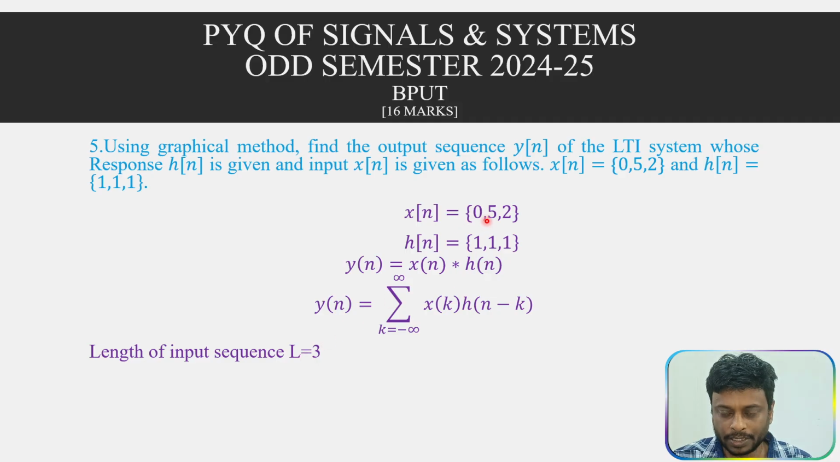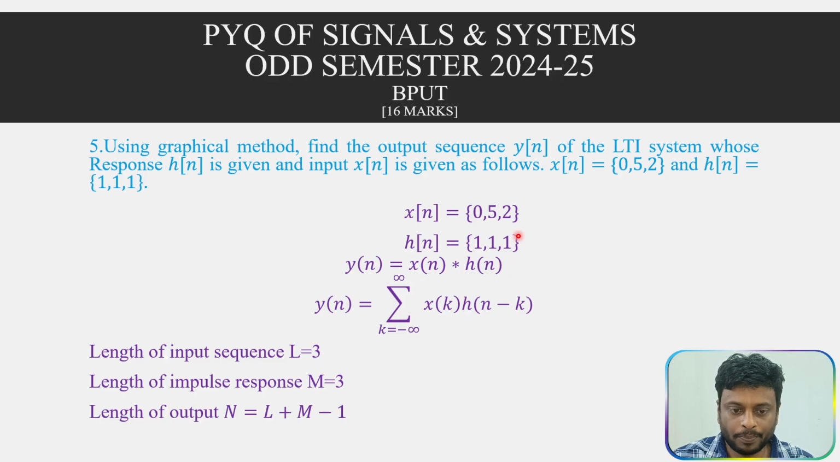Okay. So now what is the length of the input sequence? That is L equal to 3. This is the input sequence length. And the length of the impulse response is also 3. Okay. So what will be the output length? The length of the output will be L plus M minus 1. So we get 3 plus 3 minus 1, that will be 5. So we have calculated the output length as 5. Okay. So let us check the starting point and the ending point of the output sequence.